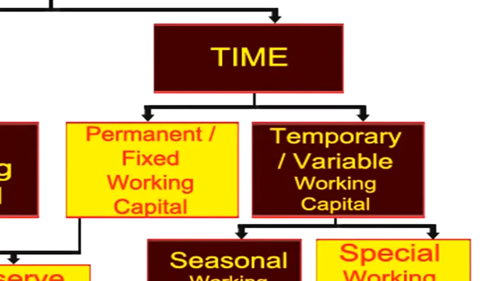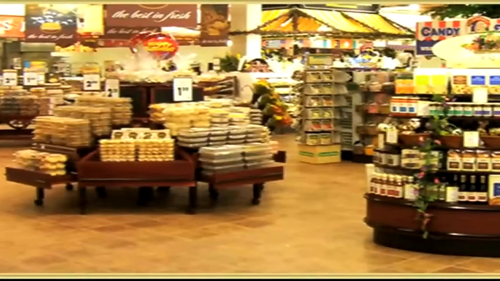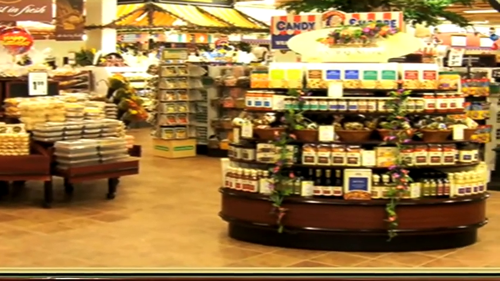So, now we are learning working capital based on time. The first one we are elaborating is permanent working capital. Permanent working capital means a certain minimum level of current assets which is essential for the firm to carry on its business irrespective of the level of operation. For example, there is a bakery. The bakery requires a minimum of 2 bags of flour every time in the stores.